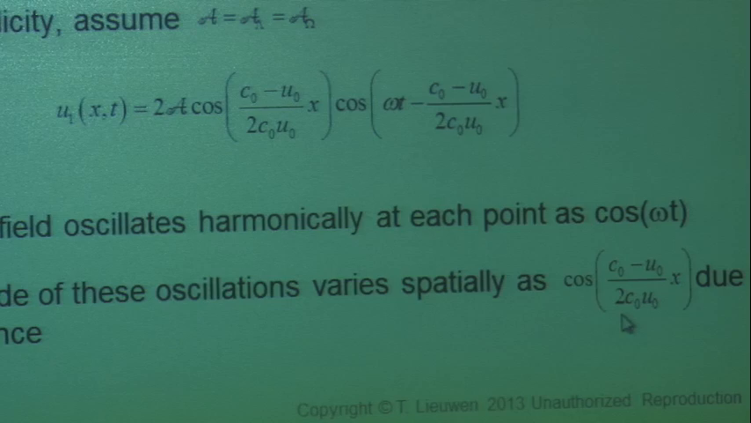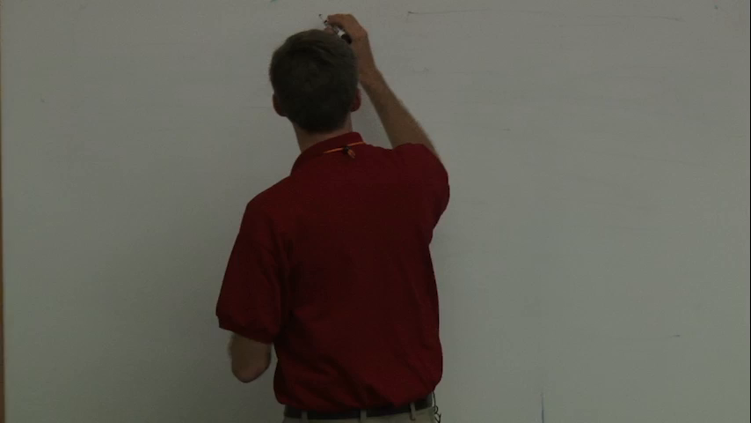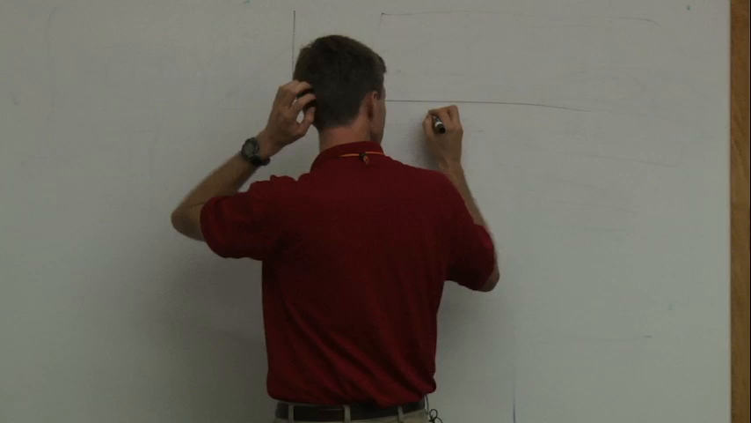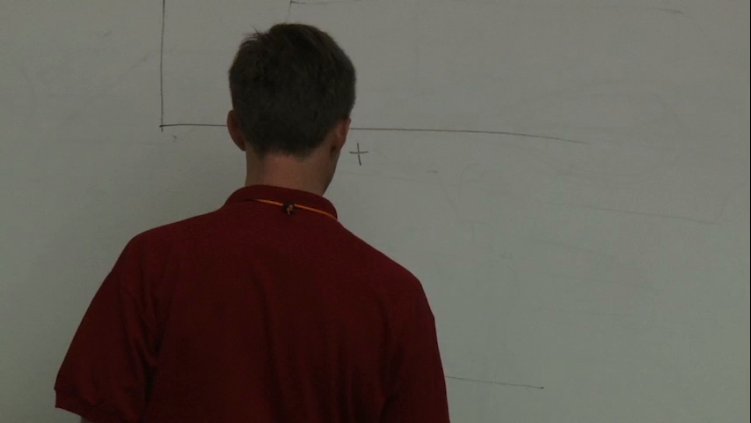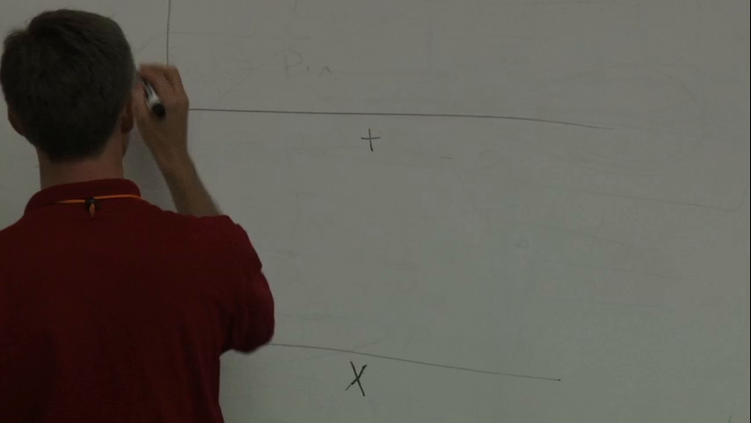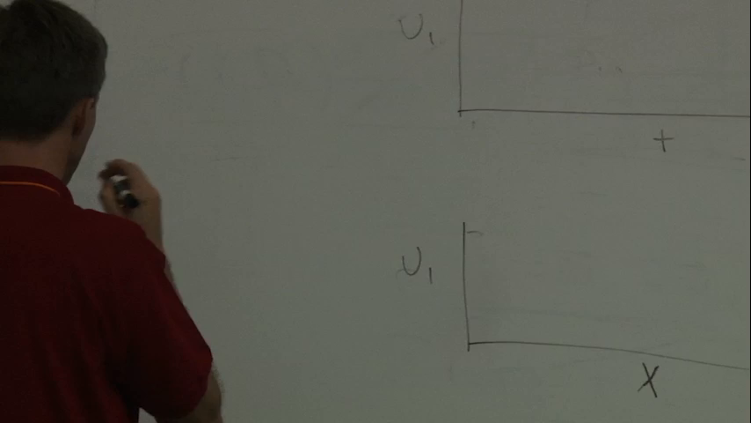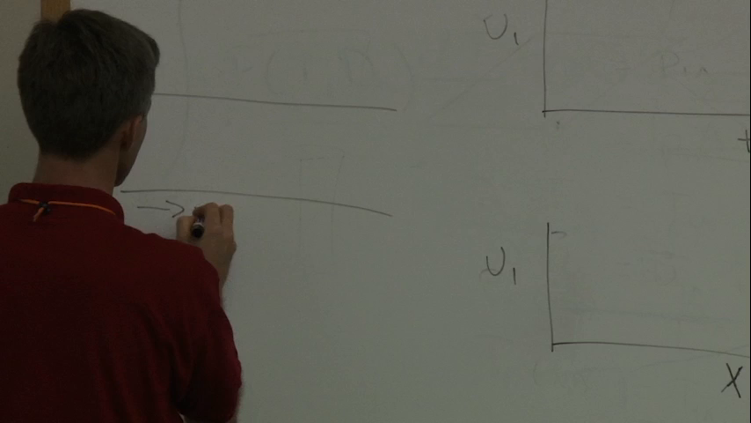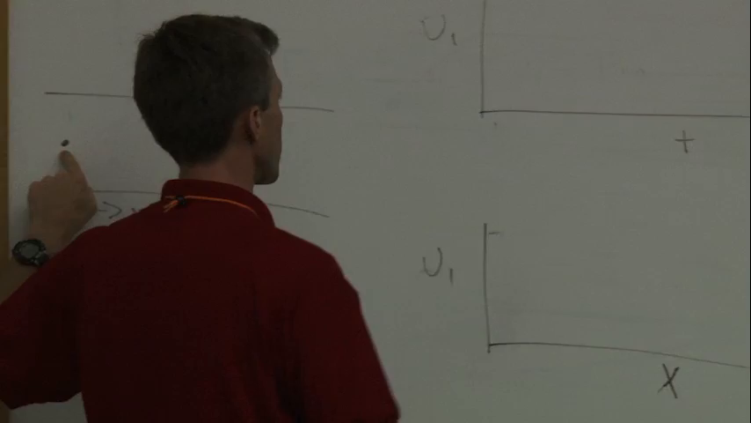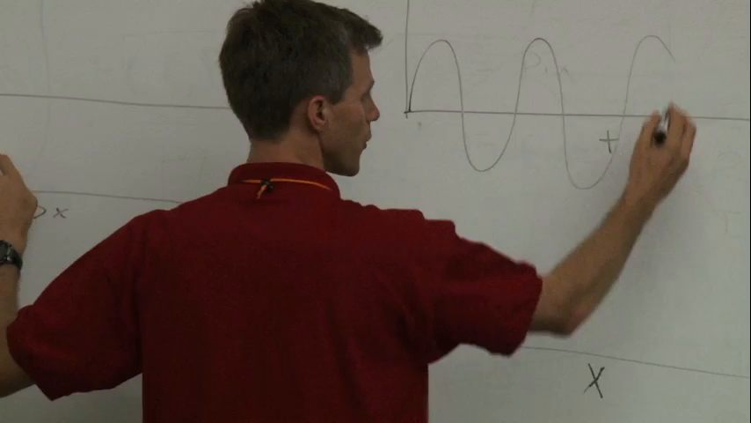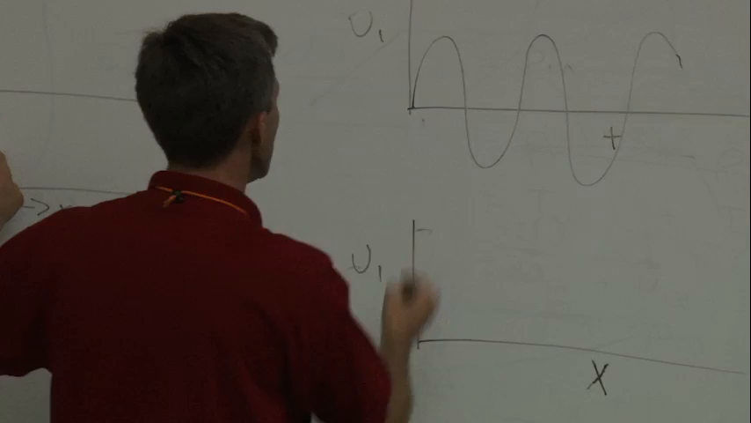What I mean by that is this. Let me just show you, if you're not used to thinking about traveling waves and standing waves. Let's say I have a pipe. This is the direction of plus x. If I were to measure the velocity fluctuations here, what I would see is that it's oscillating in time. That's the omega t. There's some phase shift here given by that term there, and it's oscillating in time with some amplitude.